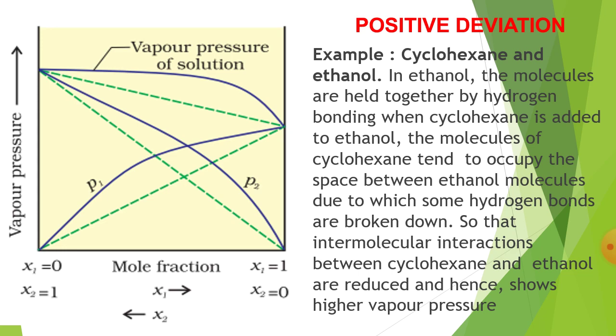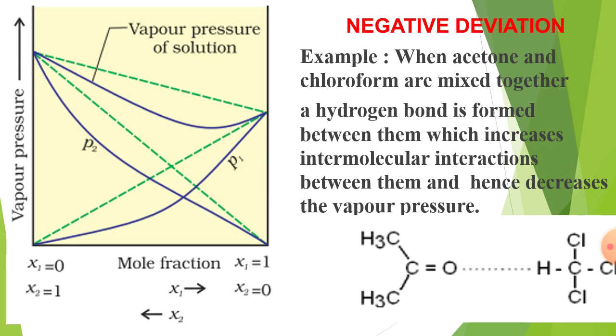Some more examples you can note down: ethyl alcohol plus acetone, acetone plus carbon disulfide, water plus alcohol, and carbon tetrachloride and chloroform. These are examples of positive deviations. Next, negative deviation.